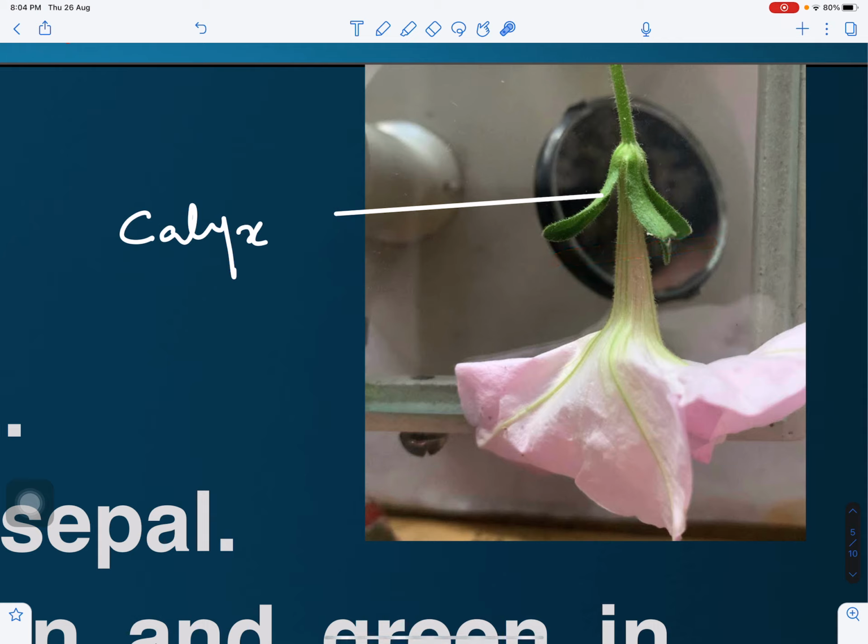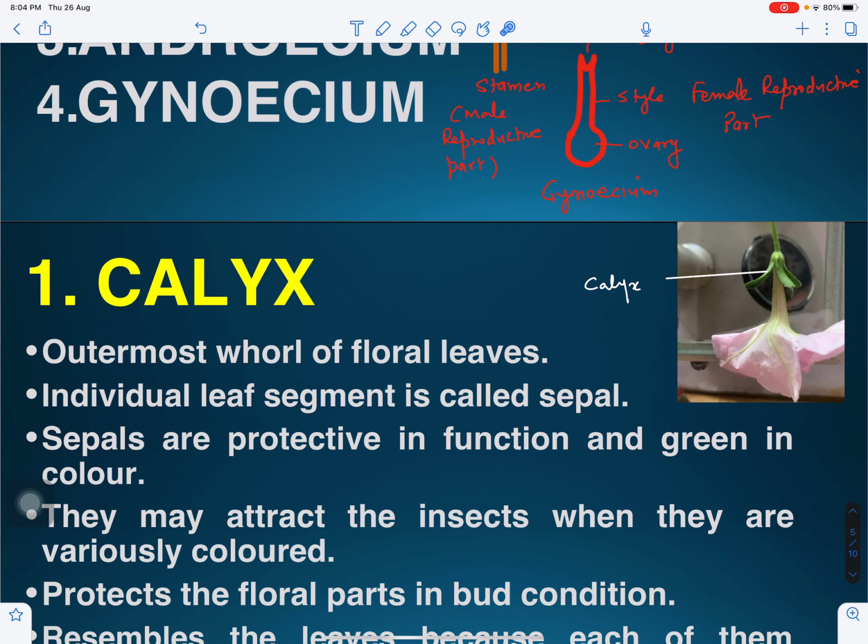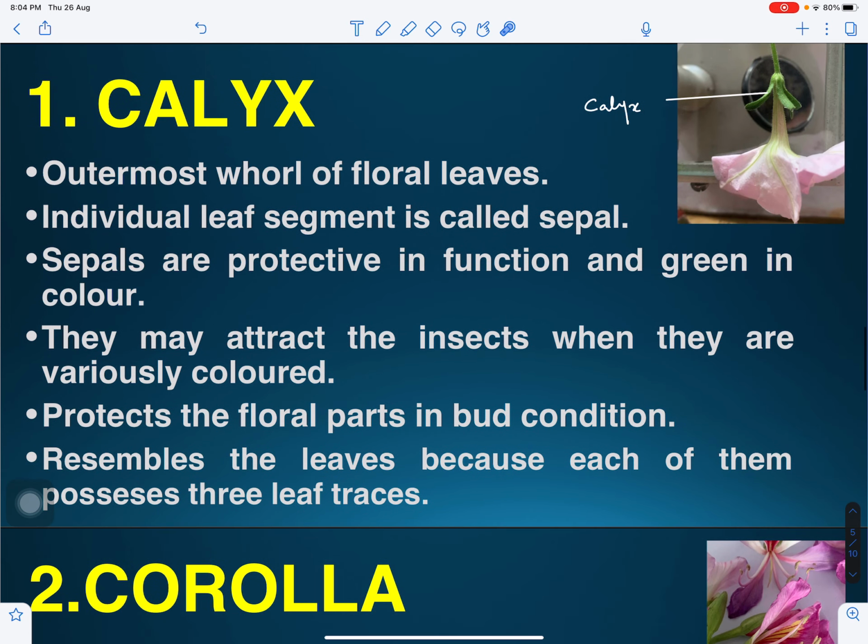Now the calyx may sometimes not be green in color, but mostly it is green. They can be fused, they can be free. Sepals are the outermost whorl of the flower. The sepal is green in color, and when it becomes colored it may sometimes attract insects, and it protects the floral organs in the bud condition. Now this is all about the calyx or sepals.